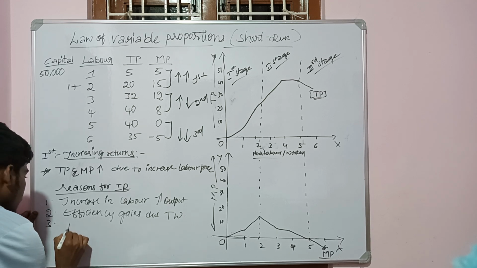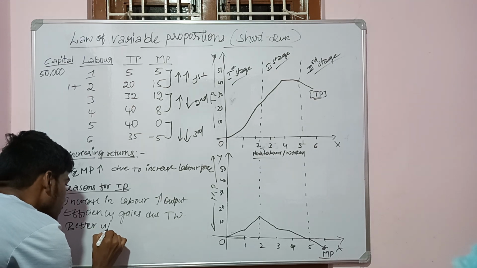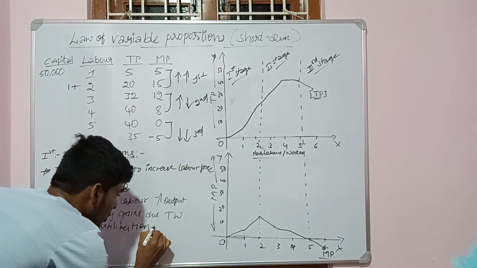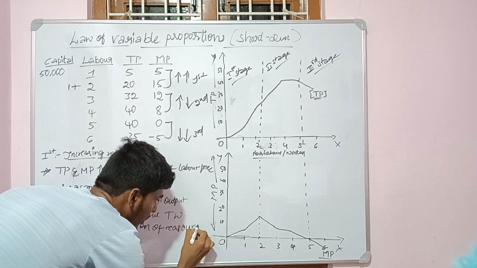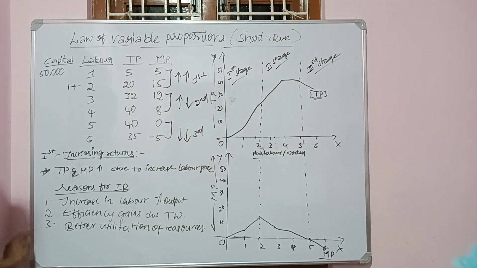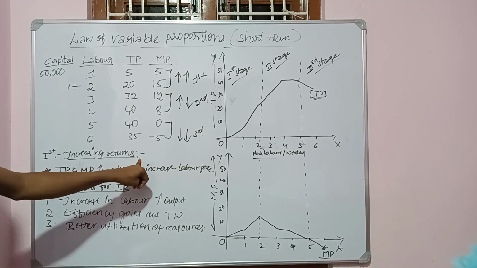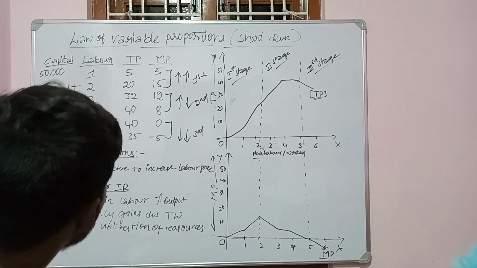Third one, better utilization of resources. These are the reasons which leads to increasing returns to scale of short-run production process. Let's see the second.